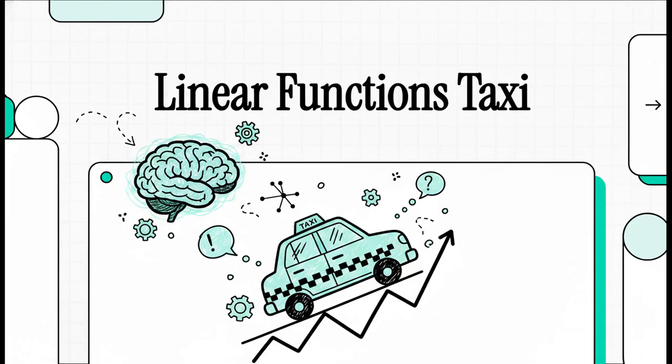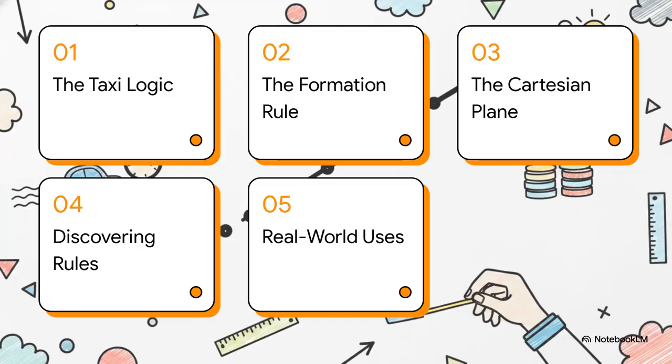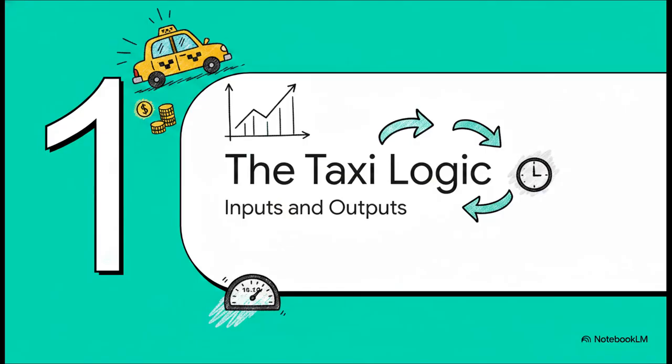We'll take something you already understand perfectly and map it directly onto the math that trips people up on complex exams. Okay, so here's our roadmap for today. We're starting with the taxi logic, then moving into the formation rule, visualizing it all on the Cartesian plane, learning how to discover the hidden rule, and finally, decoding real-world applications. It's a straight shot from a simple analogy to effortlessly solving those tricky exam questions. Let's get into it. Starting with section 1, the taxi logic, inputs and outputs.